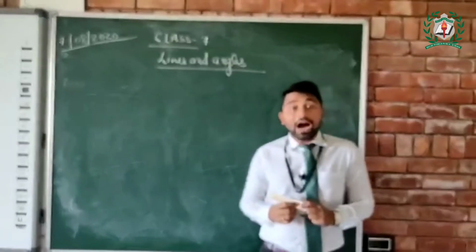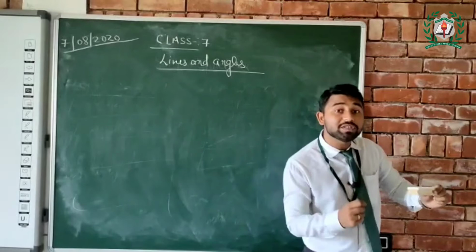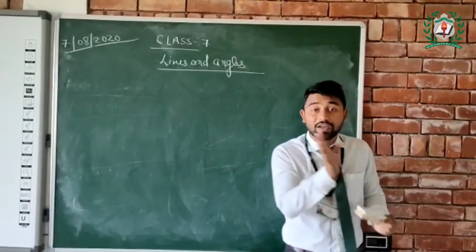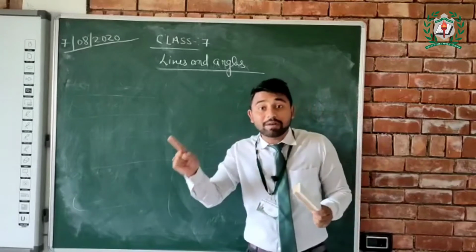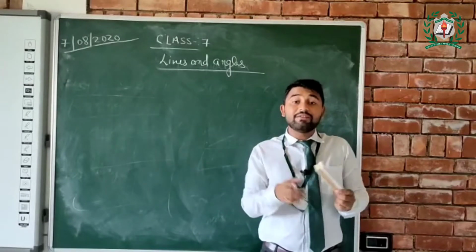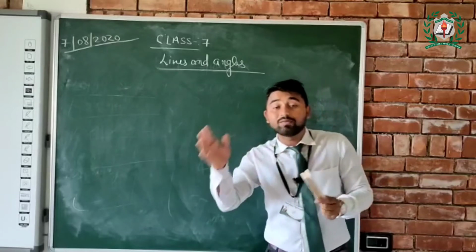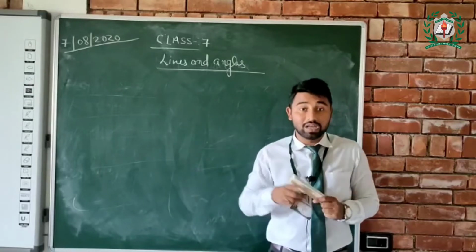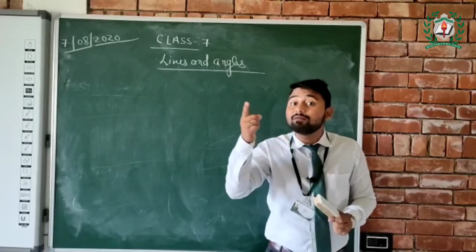So students, after finishing chapter number 4, which was simple equations, we had discussed first how to tell whether an expression is a simple equation or not. Then we solved the sums and the critical problems of simple equations. Then we solved the word problems of simple equations.